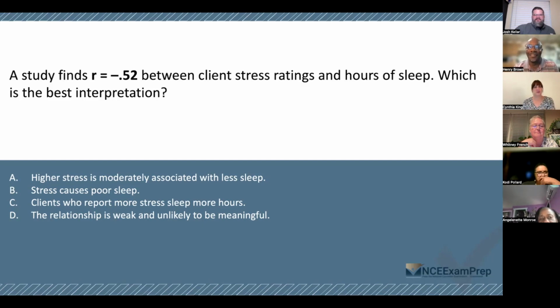Let's try it. A study finds r equals negative 0.52. Okay, so that means one's going up and one's going down. So I'm going to go with D. All right, I'm going to reveal the answers. Yes, go for it.